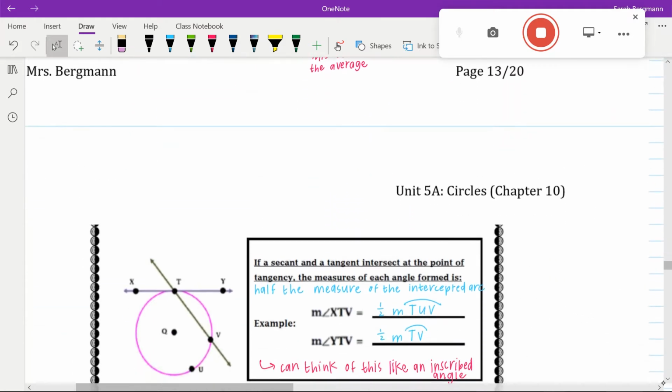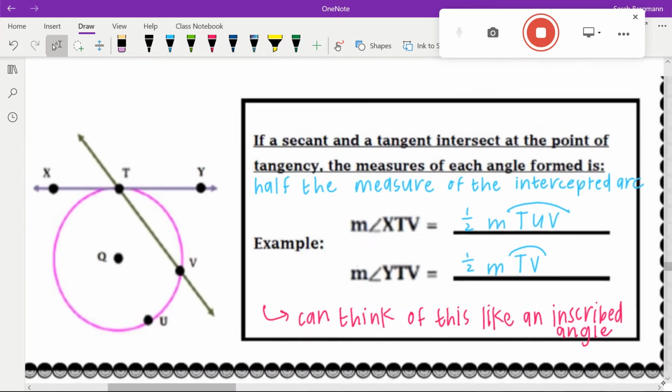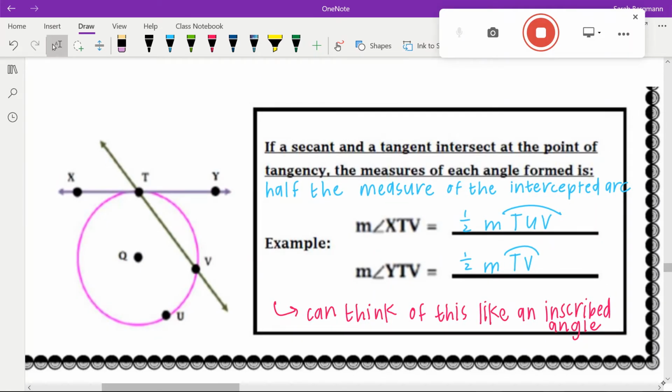The other case that we could run into is if a secant and a tangent intersect at the point of tangency. Notice that this line, the green one, is a secant line because it cuts through circle Q at 2 points. And this purple line is a tangent line because it only intersects the circle at 1 point. If we want to find the measure of each angle formed, it's equal to half the measure of its intercepted arc. So you can almost think of this as an inscribed angle.